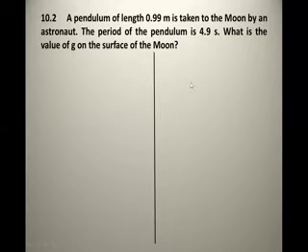Okay, then, beta. Tell me what is written in front of you. A pendulum of length 0.99 meters is taken to the moon by an astronaut. Okay, then tell me we have to write what in data? Length of pendulum is equal to 0.99. Very good. It means that the symbol of length is L, capital L is equals to 0.99 meter.